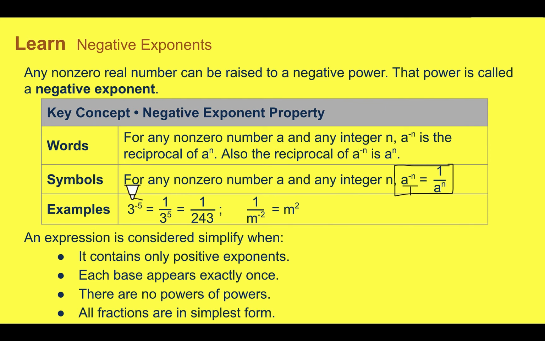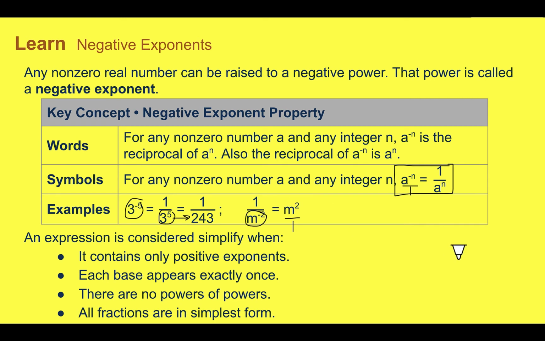So here we can see 3 to the negative 5 is the same as 1 over 3 to the positive 5, which then we can multiply out to get 243. 1 over m to the negative 2, where it's negative on the bottom, is the same as flipping it, the reciprocal, and we get m to the positive 2 over 1, which is just m to the 2nd power.